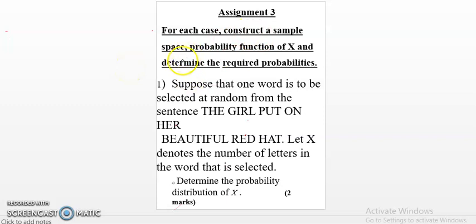So we need to pay attention to the words. In this sentence, how many words are there? There are 8 total words in the sentence. Let's look at it. We have the girl put on her beautiful red hat. So 1, 2, 3, 4, 5, 6, 7, 8. So we have a total of 8 words in the sentence.